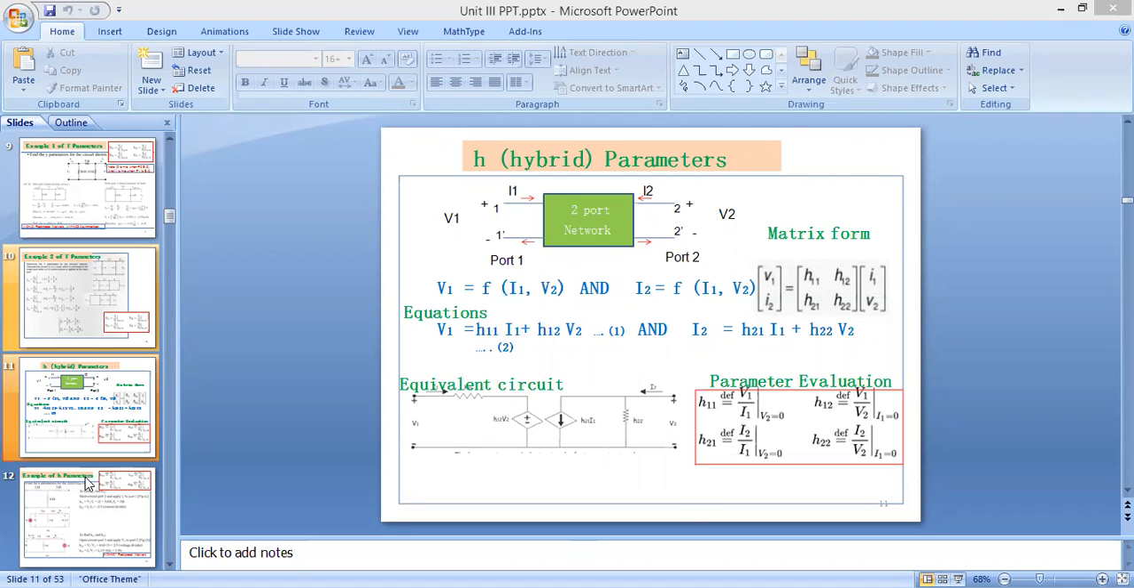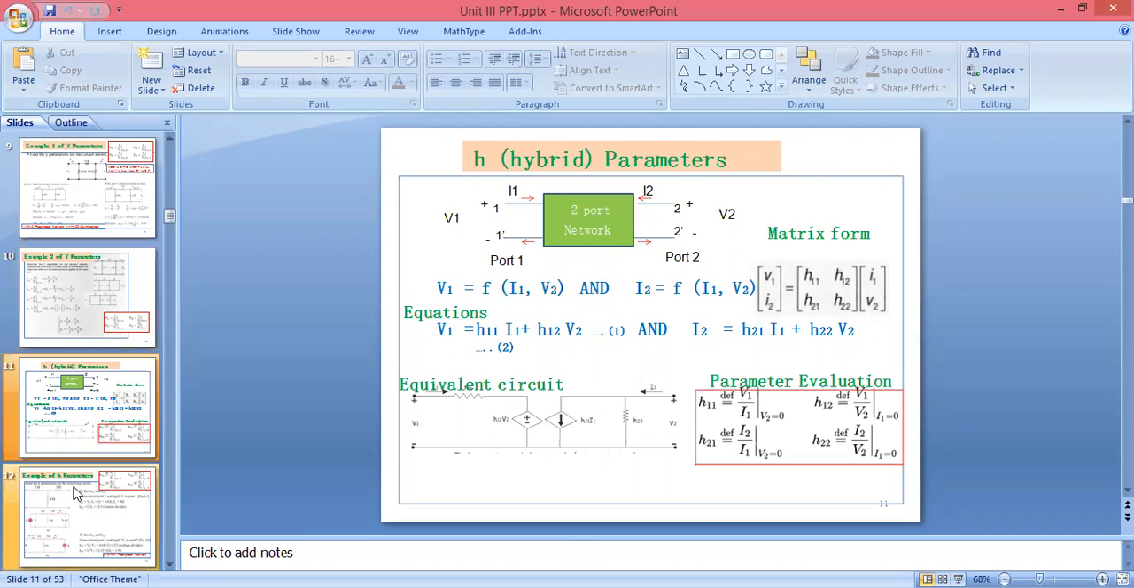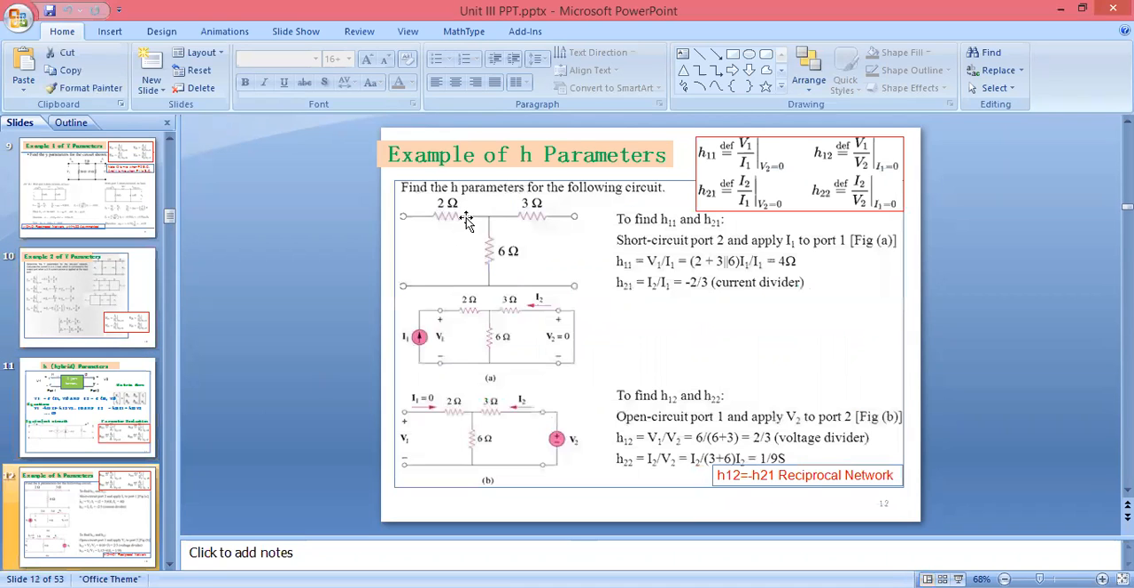Okay. So here we can see one example for the H parameter. They have given one circuit. We are supposed to find the H parameter.